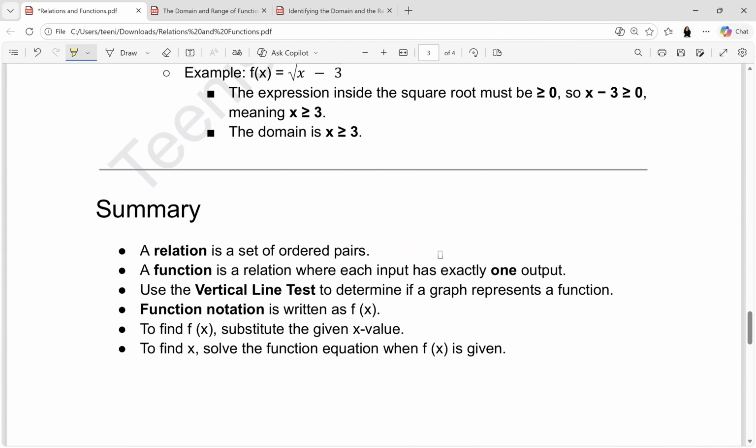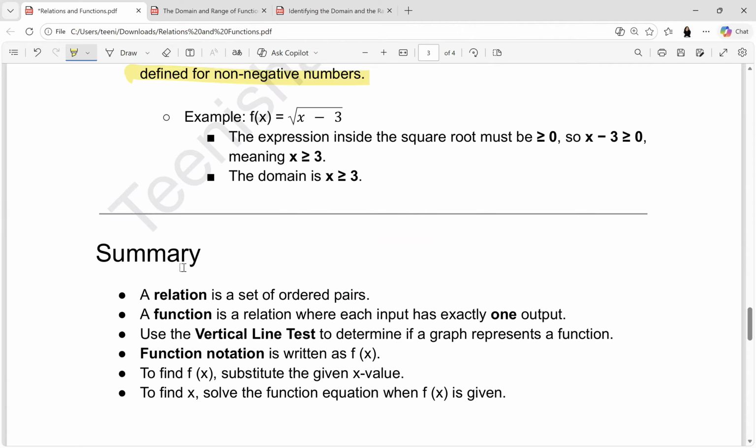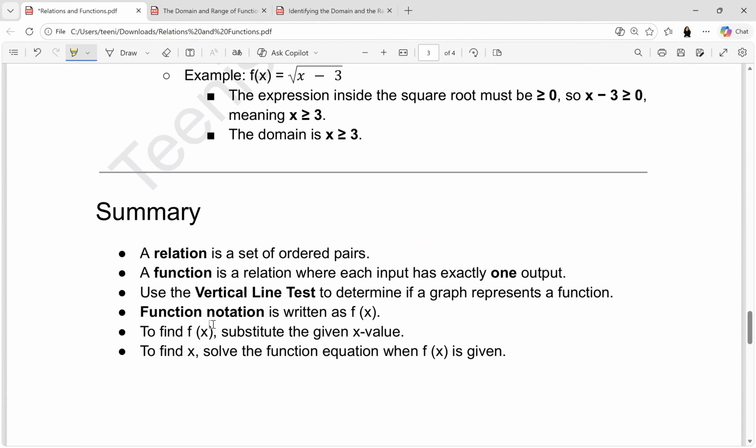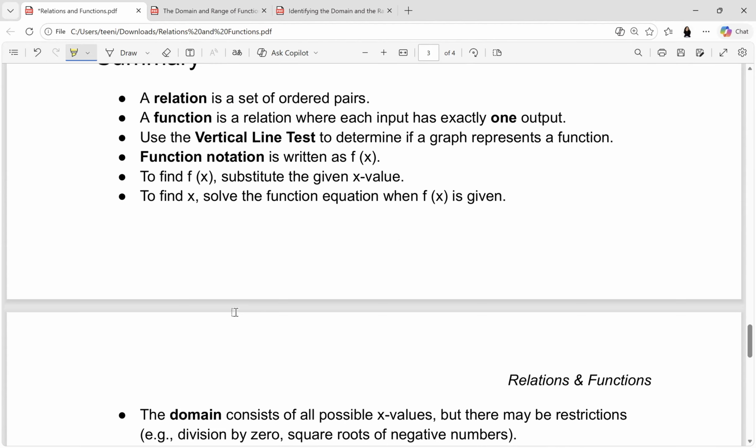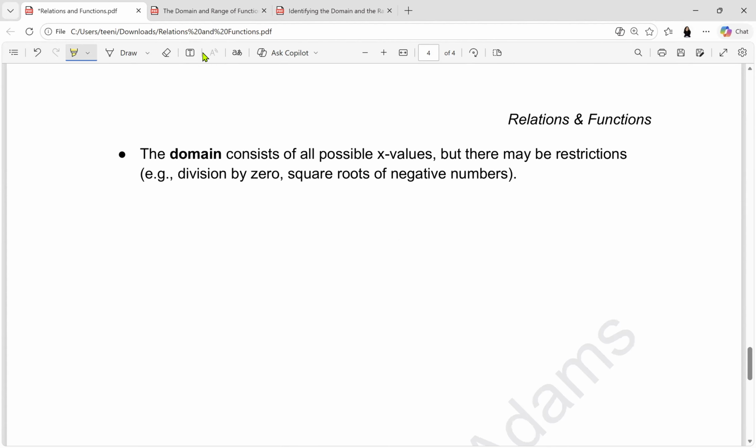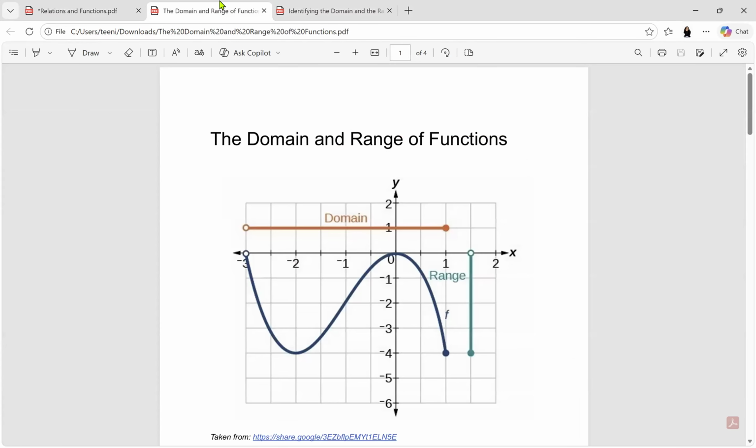So just a quick summary of things that we already looked at. We looked at what is a relation, what is a function. We looked at the vertical line test. We looked at function notation. And now we just looked at the domain. Right? So I want to continue a little bit on the domain and the range, because I think that many times students don't quite understand what the domain and the range is.